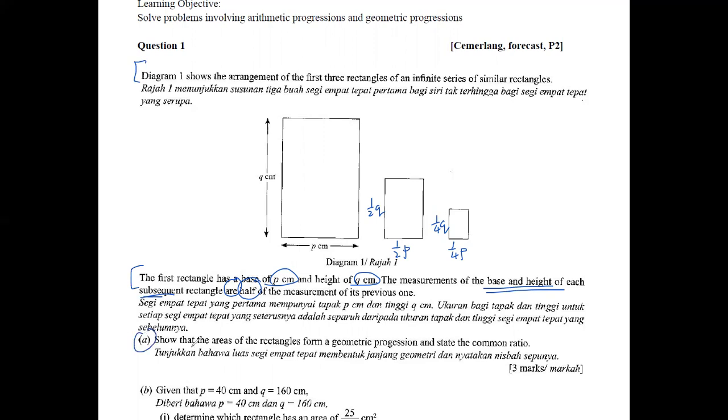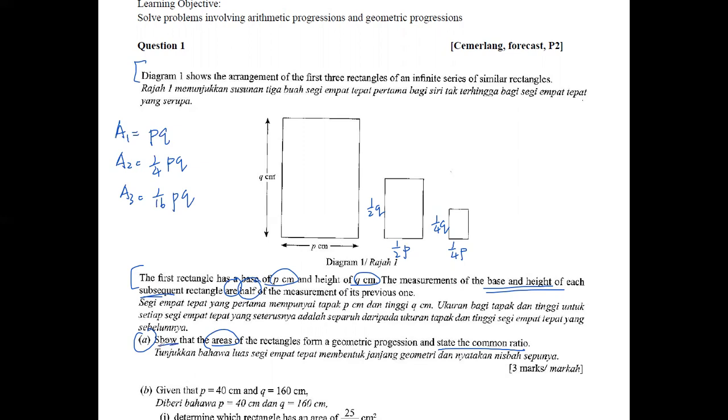The first part: show that the areas of the rectangles form a geometric progression, and then state the common ratio. Area of a rectangle is base times height. So the first one, we use base P and height Q, which is PQ. Second one, half P times half Q, half times half is 1/4 PQ. And the third one, 1/4 P times 1/4 Q, 1/4 times 1/4, we get 1/16 PQ.